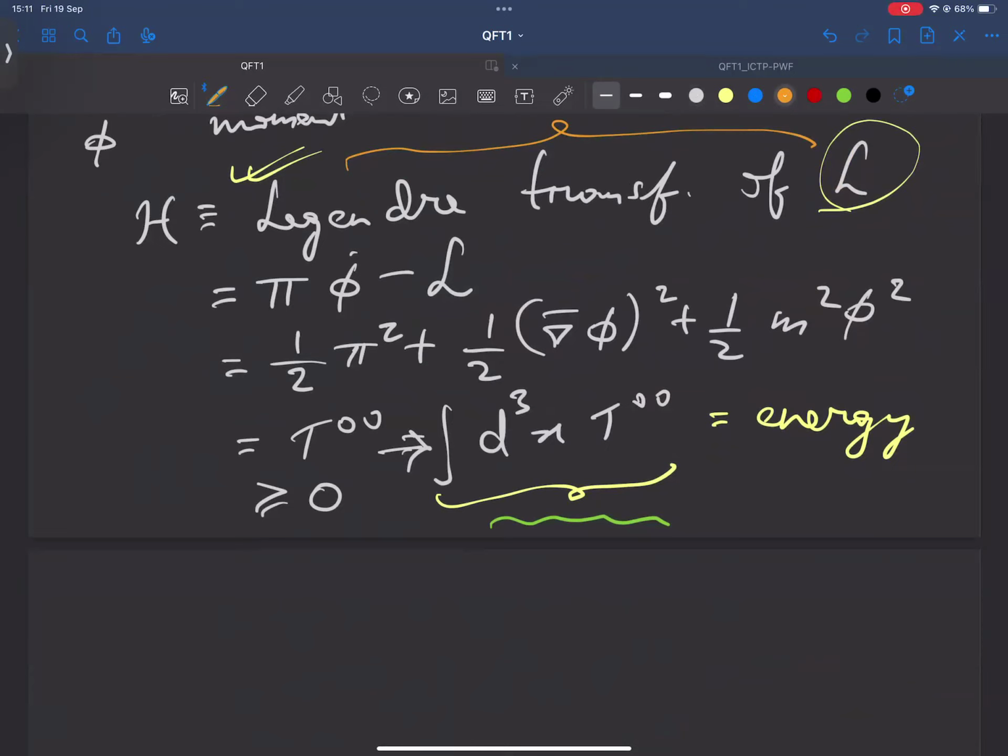So are there any questions? Because now that marks the end of classical field theory. We will now go to quantizing scalar fields. Okay. So I can take, for 2 minutes, some questions. Let's see in the chat.